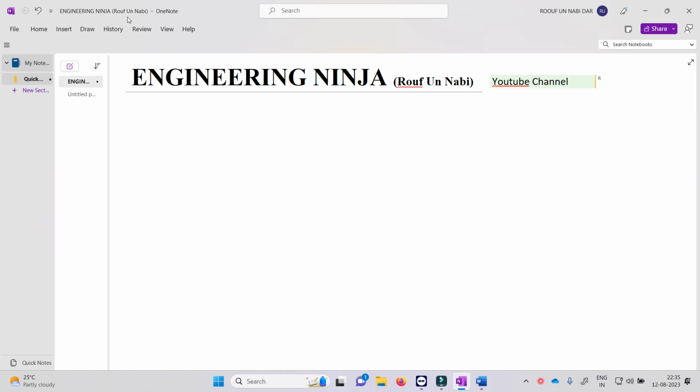I am a PhD scholar in Structural Engineering Division of IIT Madras. My research area is ballistic impact on concrete structures. So I did my master's from Jamia Millia Islamia in New Delhi. My master's was on earthquake engineering.